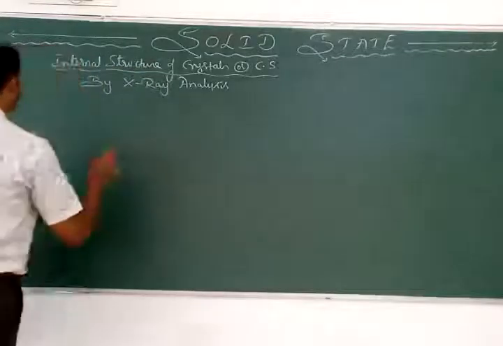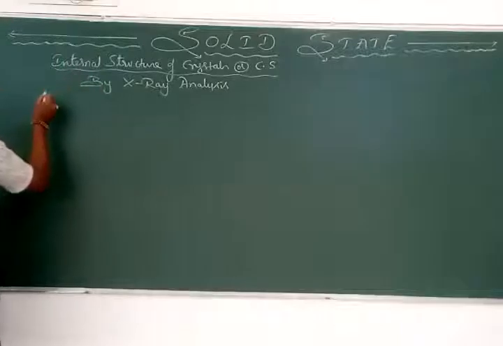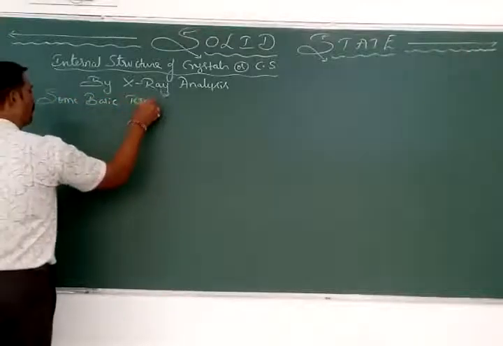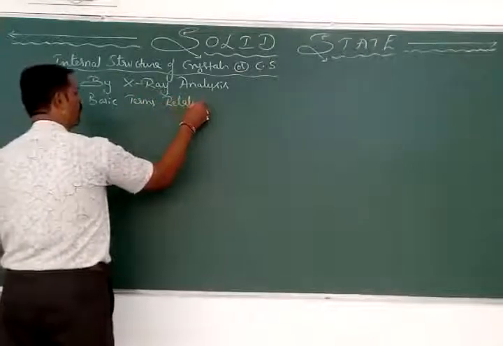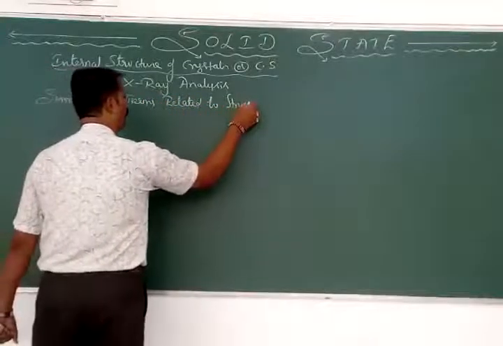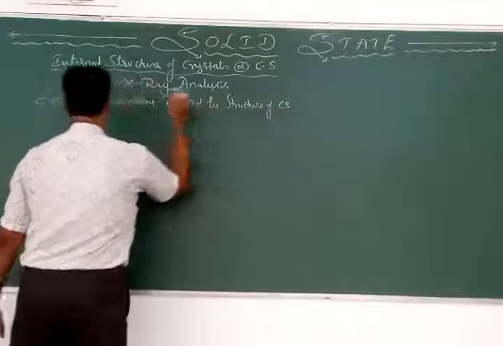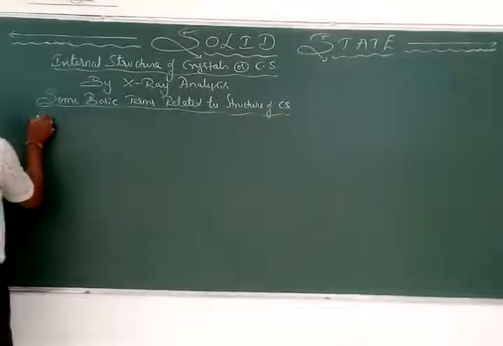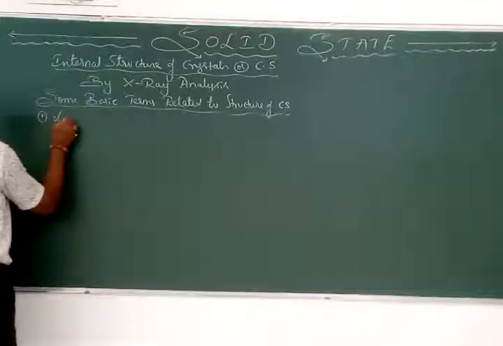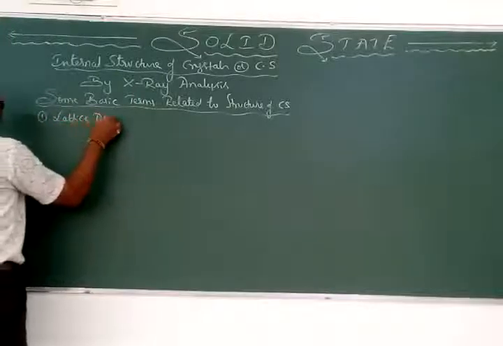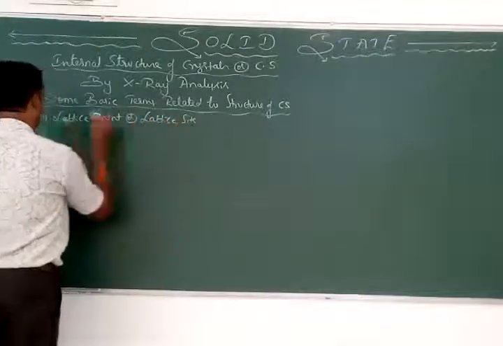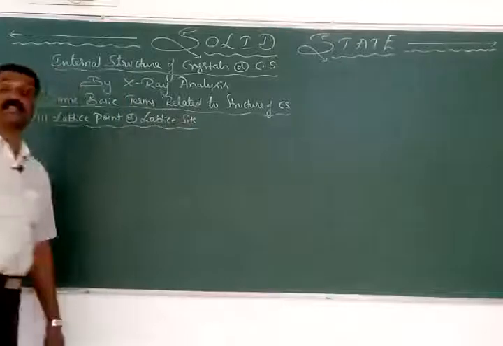Okay. So here we have four different terms. First, some basic terms related to the structure of crystalline solids. What are the various basic terms related to this? The first term is the lattice point, or it is also called a lattice site. Then we have the unit cell.